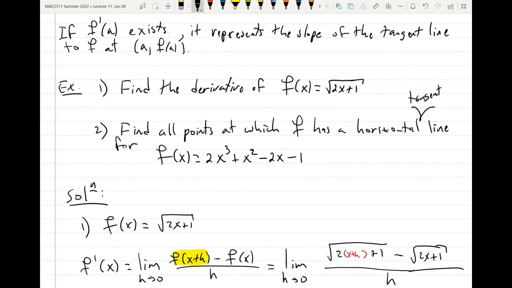Okay? So find all points at which f has a horizontal tangent line for this function. So you have a graph, and I want to know what are the points on this graph at which we have a horizontal tangent line. We don't even have the picture, so if you have the picture, you could look at it and probably tell. But how do we do this?